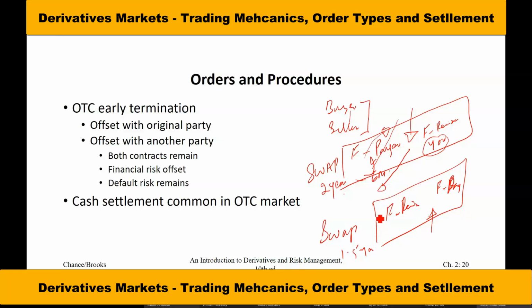The financial risk will offset. For example, if interest rates are going down, because I am receiving fixed here, I can use that fixed to make the payment here, and in a way offset this. However, the problem is that I have not reduced my counterparty risk. In fact, the counterparty risk may increase.